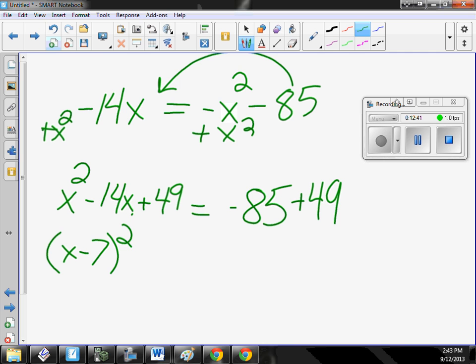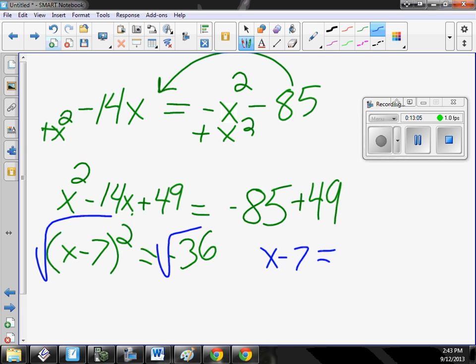Okay? Well, this is a bit of a problem. What is negative 85 plus 49? Negative 36. Oh man, what a perfect problem. So now we square root, and I get x minus 7 equals plus or minus 6i, because it's a negative. So now when I add 7, my answers are 7 plus or minus 6i.